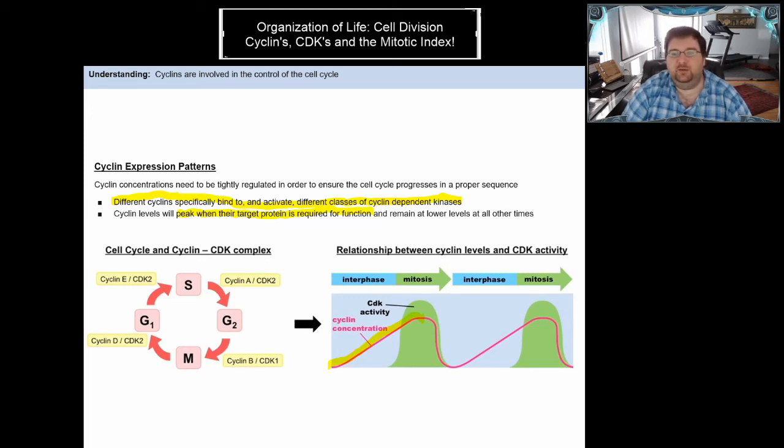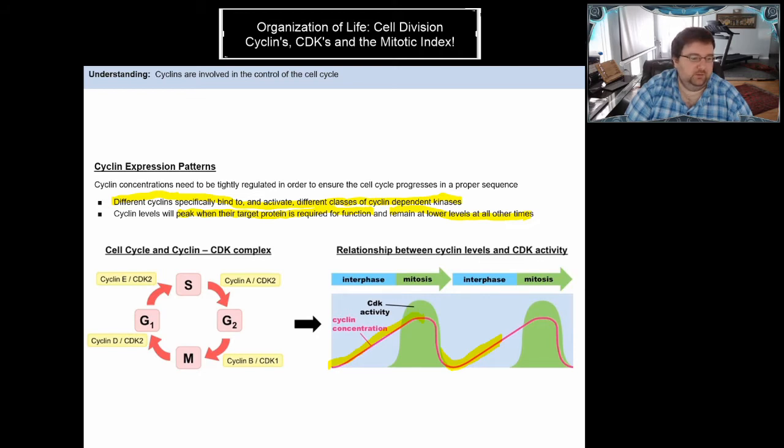Let's say we're at the point of the cell cycle where we need to be making more centrosomes. At that point in time, the concentration of the cyclin that activates the protein that does that is going to be at its peak. At all other points of the cell cycle, that concentration is going to be low. We do not need to be activating those target proteins at other times. That would be a little premature, and we don't want that to happen. So at all other times, that concentration stays low.